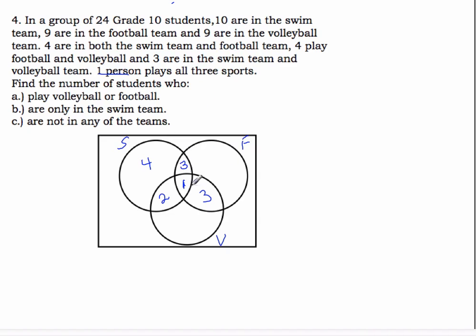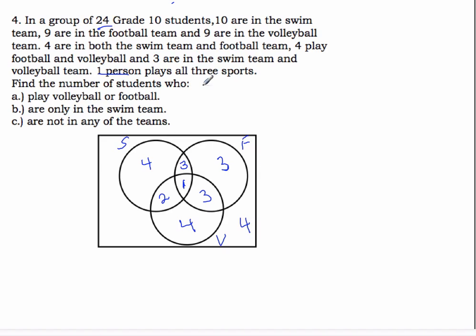9 people total on the football team. This is 7, so there's going to be 3 who are only on the football team. And there's 9 volleyball players, so that's 6, so there's going to be 4 more here. Okay, now if we add up all these numbers, we get 20. There's 24 total students, so there should be 4 who are not playing any of those sports.